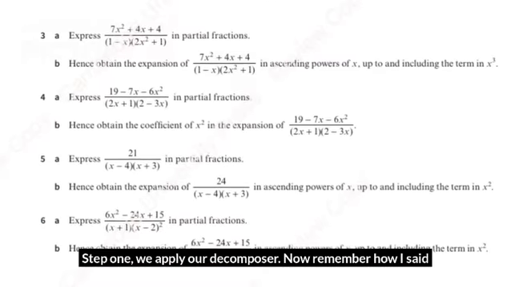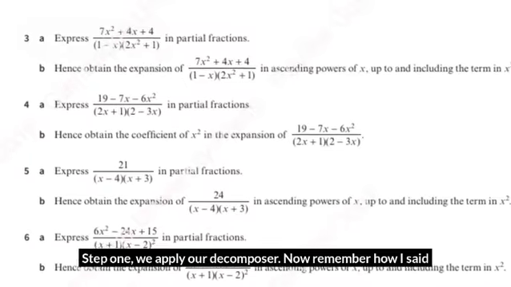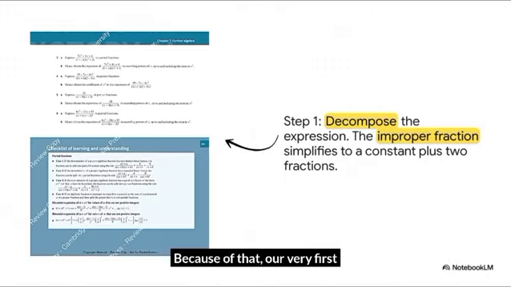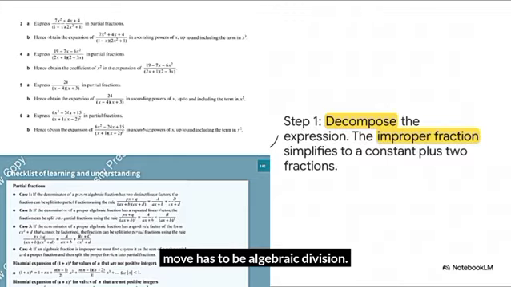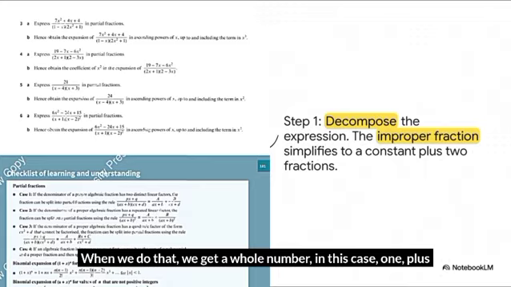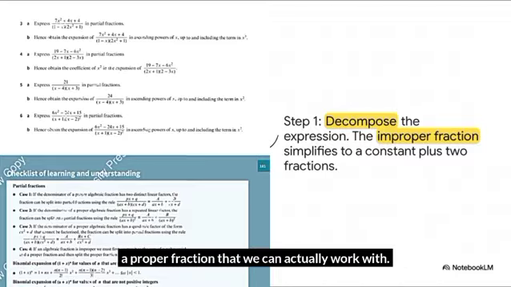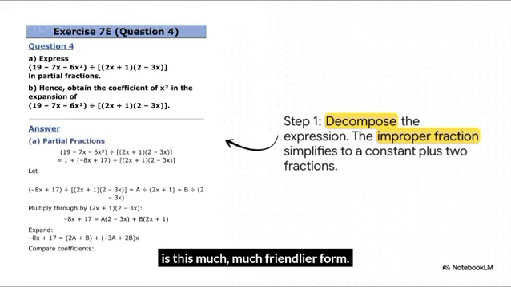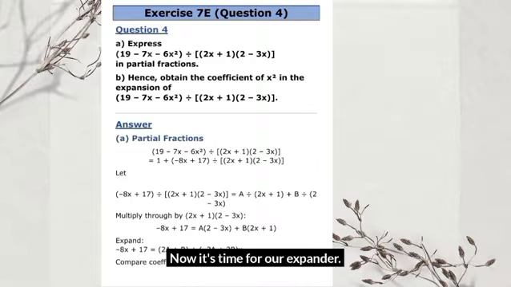Okay, step 1, we apply our decomposer. Now, remember how I said our original expression was an improper fraction? Because of that, our very first move has to be algebraic division. When we do that, we get a whole number, in this case 1, plus a proper fraction that we can actually work with. Then we can decompose that leftover fraction. The end result is this much, much friendlier form: 1 plus 6 over 2x plus 1 plus 5 over 2 minus 3x.